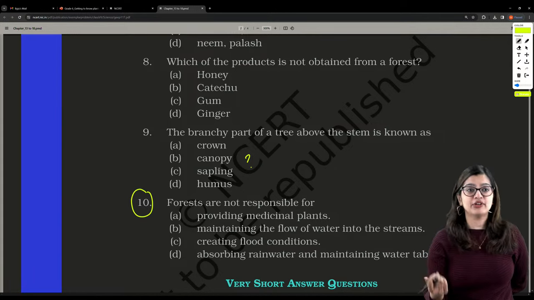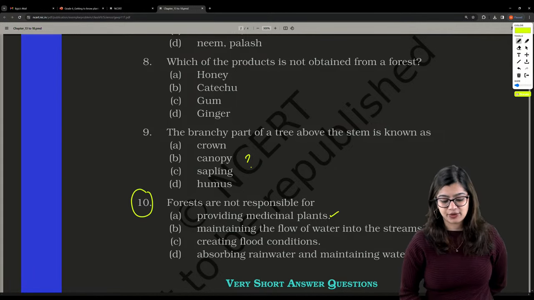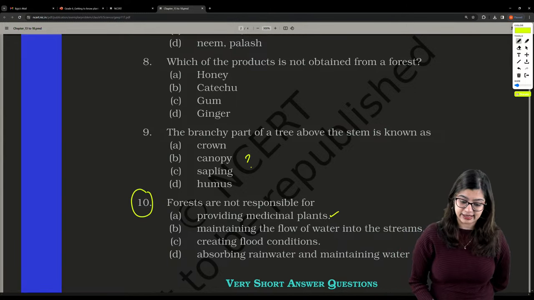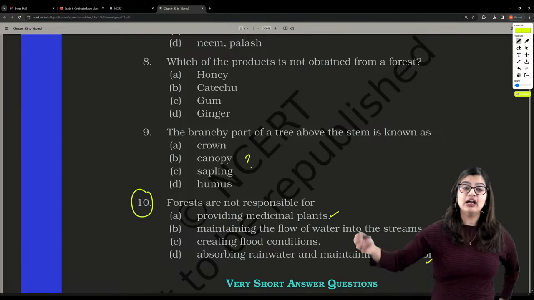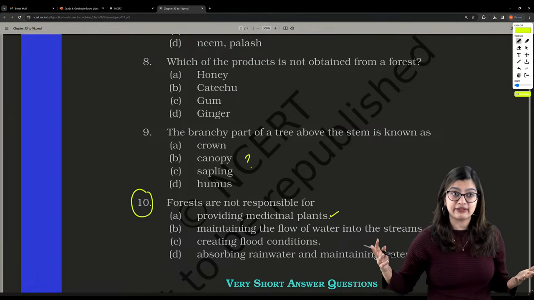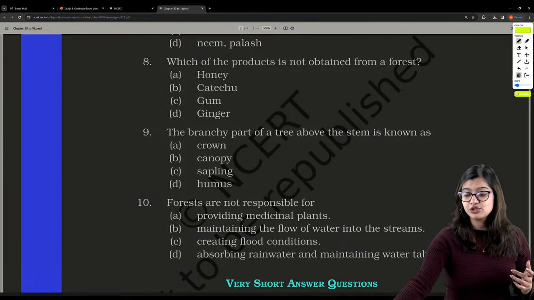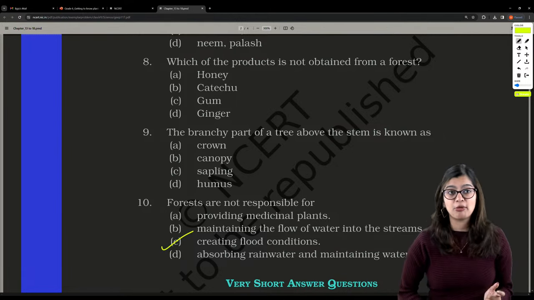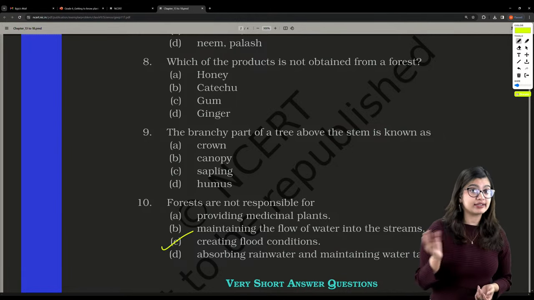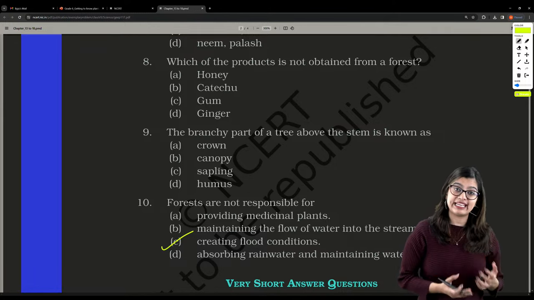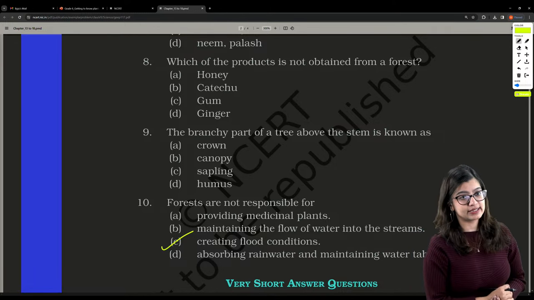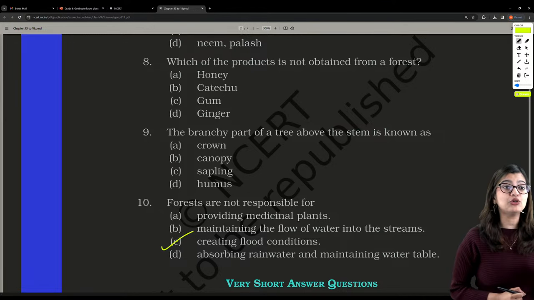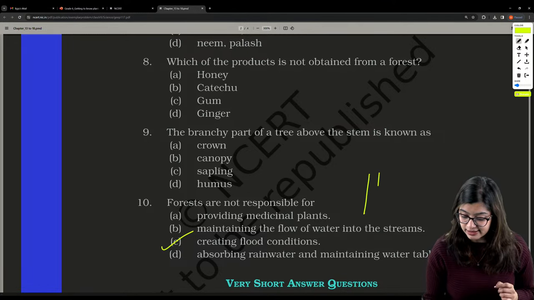See, what do I get from the forest? I get medicinal plants from the forest. I know that my forests are responsible for maintaining the water cycle and absorbing the rainwater and making sure that the groundwater is refilled, right? But is it the job of the forest to create a flood? No, right? It is not the job of a forest. But rather, if you cut trees down, then eventually it can cause flood conditions. So the correct answer here is going to be option C. Now, quickly to revise the previous question of what is a crown.